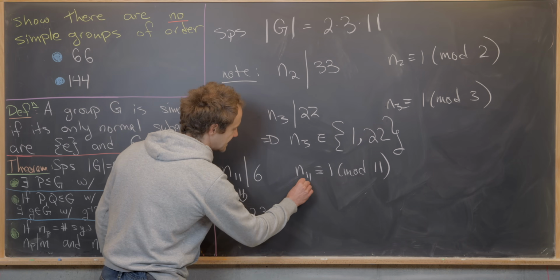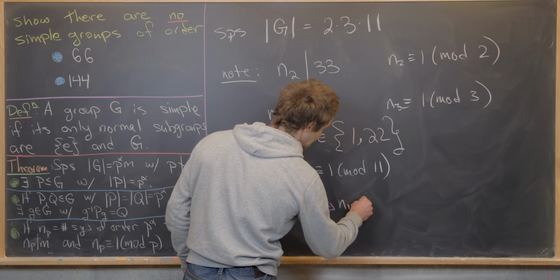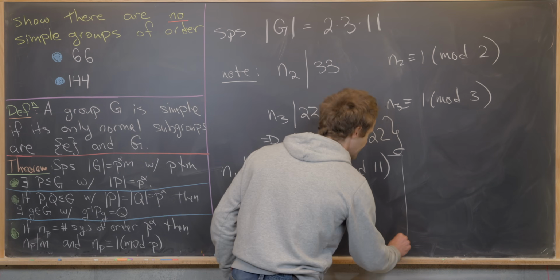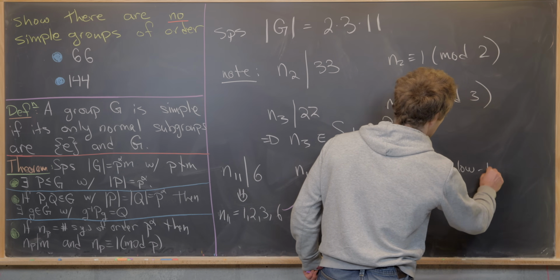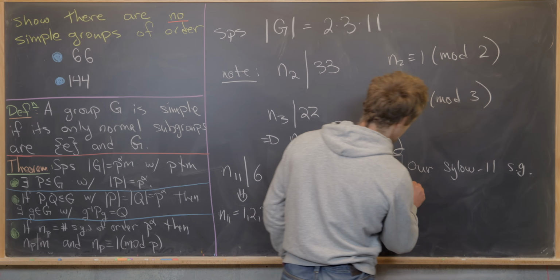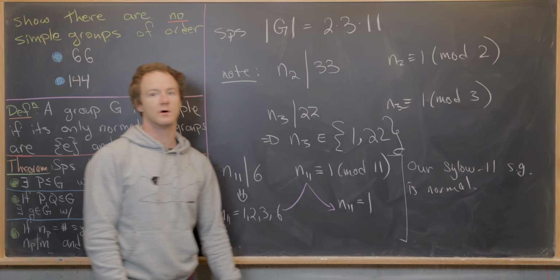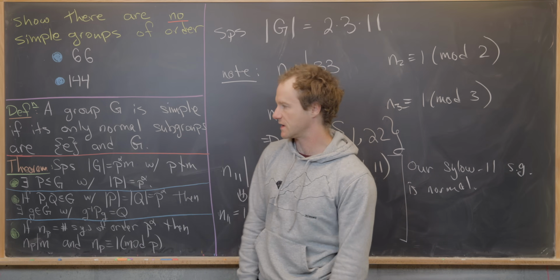So fusing these two together, we see that n sub 11 is equal to 1. So in other words, our Sylow 11 subgroup is unique, and thus it is normal. Again, by a pretty simple exercise built off of this condition right here.